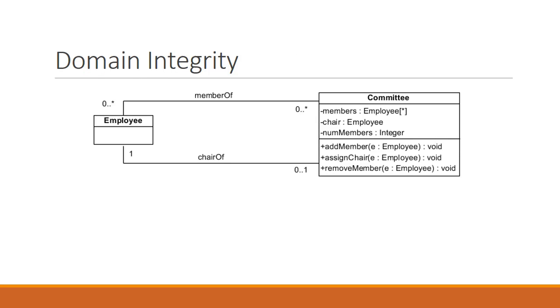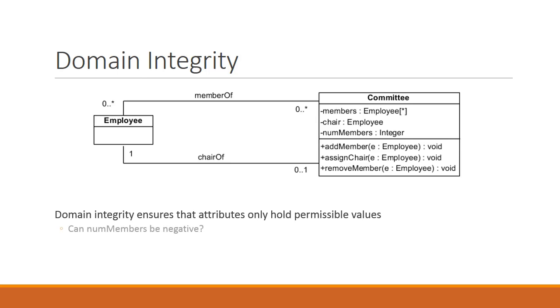Finally, we want to talk about domain integrity, which ensures that attributes only hold permissible values. If you base your reasoning solely on the class diagram, you will see that num_members is an integer. So, can num_members be negative? After all, there is such a thing as a negative integer. However, that doesn't really make much sense, does it?